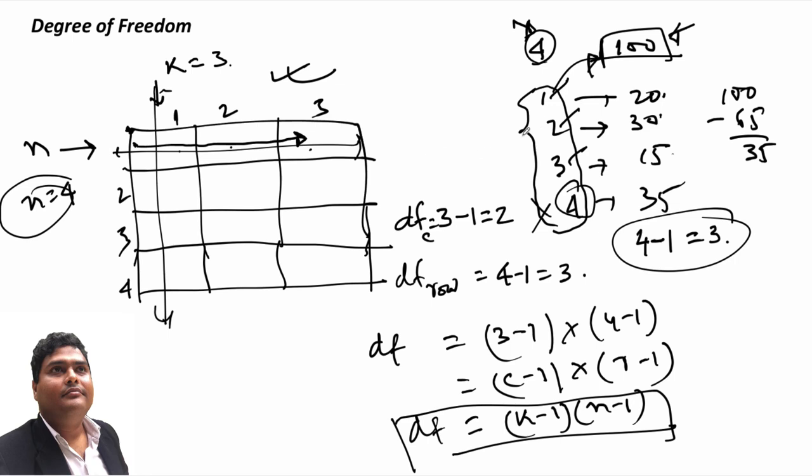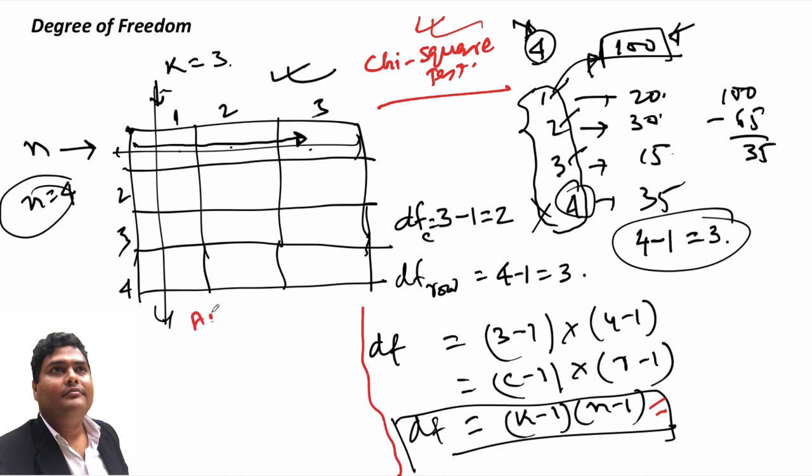Now this degree of freedom is applicable when we are talking about the chi-square test. In the chi-square test, if we get this kind of table with 4 rows and 3 columns, the degree of freedom to be considered is k minus 1 multiplied by n minus 1. Now, what about ANOVA? When I talk about ANOVA, we have two types of degree of freedom. The degree of freedom of the numerator, which is the degree of freedom of columns, and the degree of freedom of the denominator, which is the degree of freedom of rows.